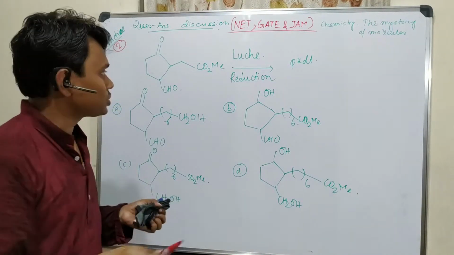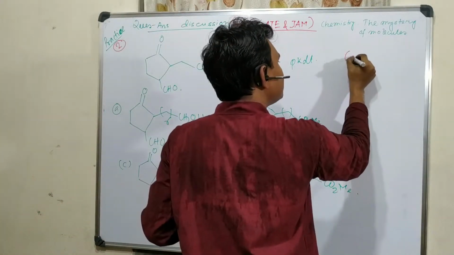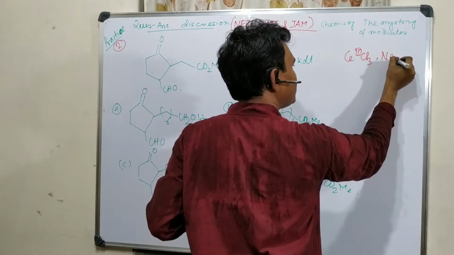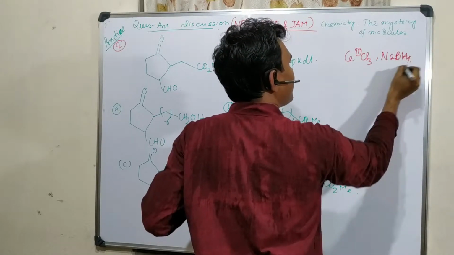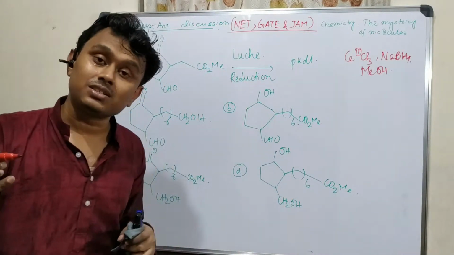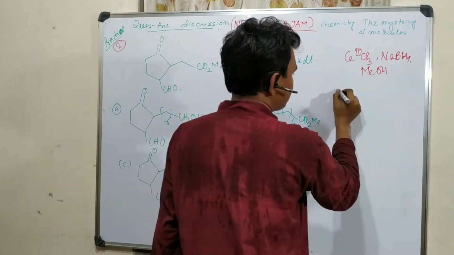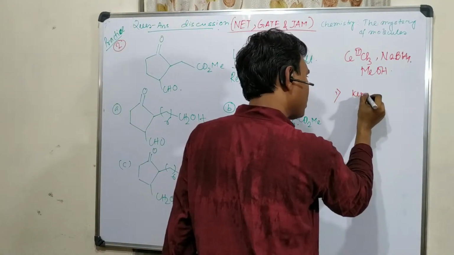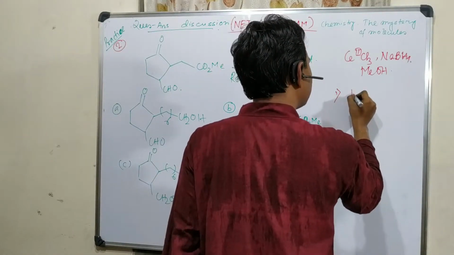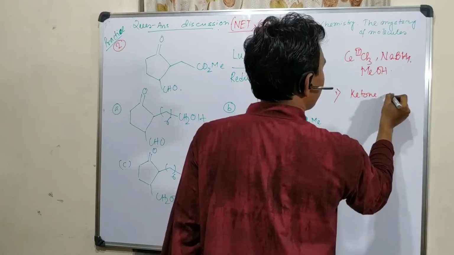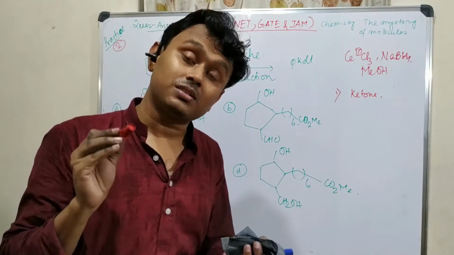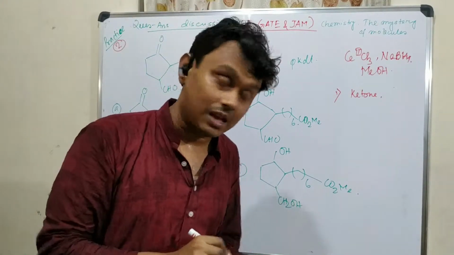Here, without losing much time, I will say what the reagent is. The reagent is cerium(III) chloride, sodium borohydride, and methanol as a solvent. What is its unique character? It reduces selectively a ketone in the presence of other groups like aldehyde. In the presence of both aldehyde and ketone, it selectively reduces the ketone into a secondary alcohol.